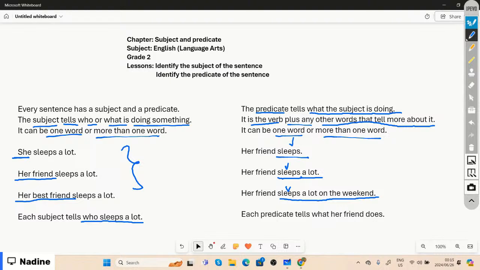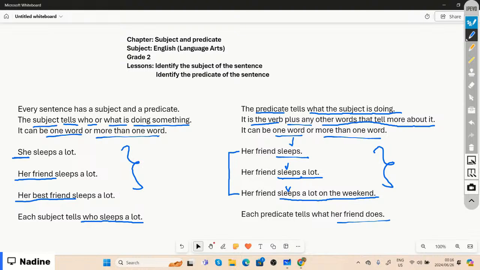So when we look at those three sentences, her friend sleeps, her friend sleeps a lot, and her friend sleeps a lot on the weekends, we can say that each predicate tells us what her friend does. And her friend is the subject. So the predicate tells us what the subject is doing, and the subject is her friend.